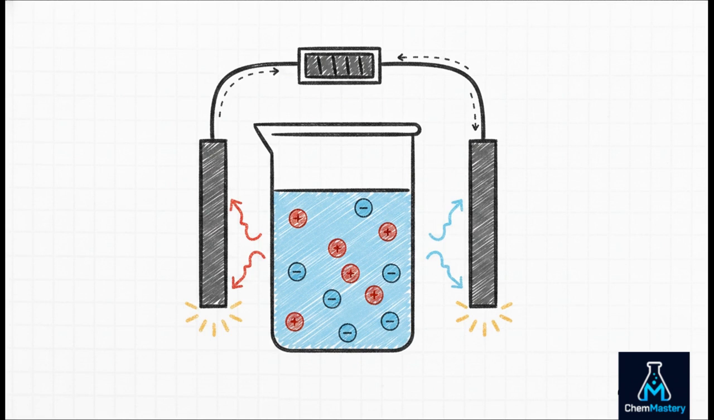When those moving ions finally hit the electrodes, an electron transfer takes place. This transfer is what drives the chemical change, creating brand new substances right there at the metal rods. But remember, none of this works if the ionic compound is solid. It has to be melted or dissolved first so those ions are free to move.